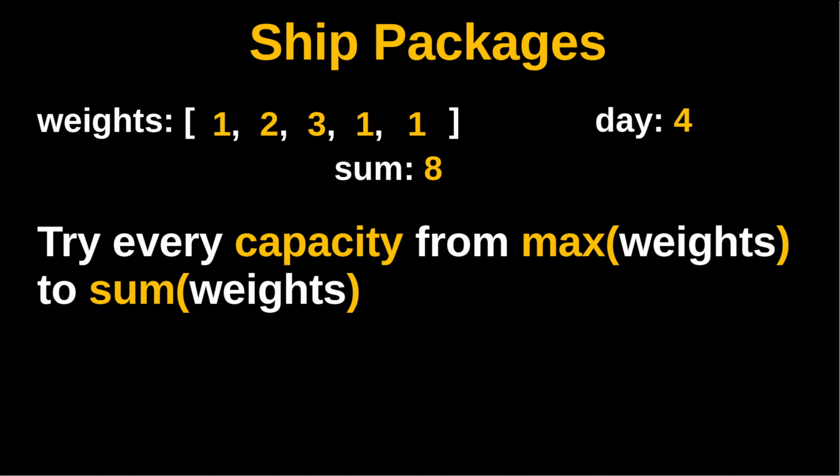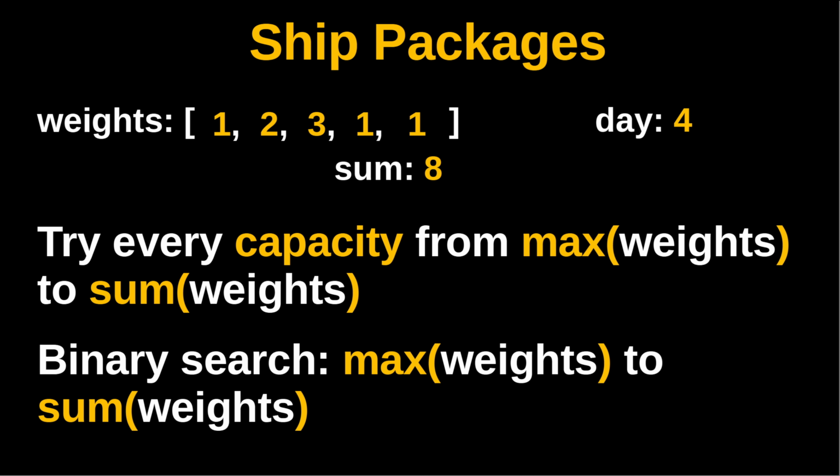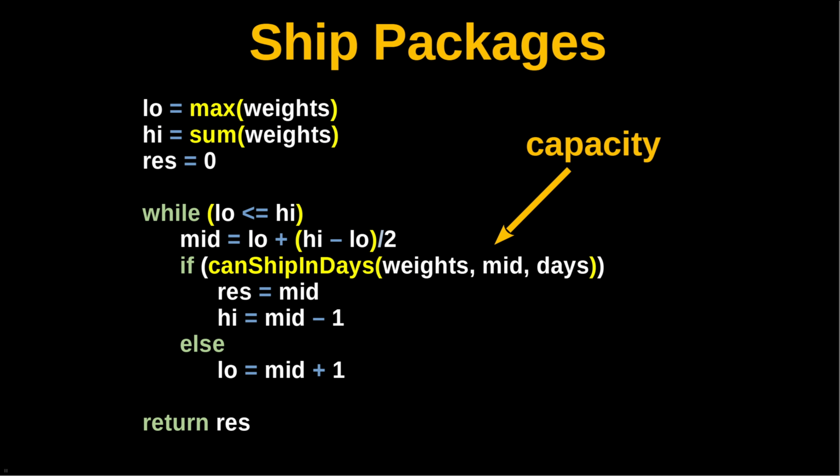Now that we have the range of capacities, we can either do a linear search and find the capacity that will work within this range, or an even better solution is that we will do a binary search within this range. Again, we are pseudocoding the solution, starting with the binary search template.